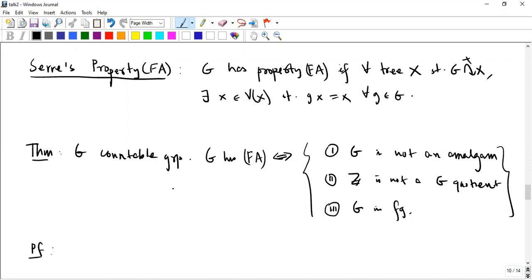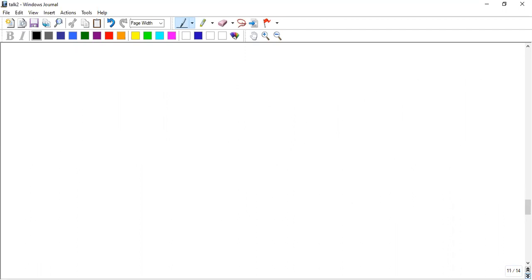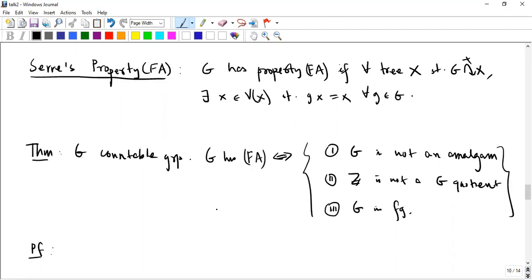And the theorem is the following. If you have a countable group, then having property FA is equivalent to having these three properties. 1, G is not an amalgam. 2, Z is not a G quotient. And 3, G is finitely inherited. All right. So of course, this will require some space. Yeah, I have some space here. Fine. Let's do this direction because it's easier.